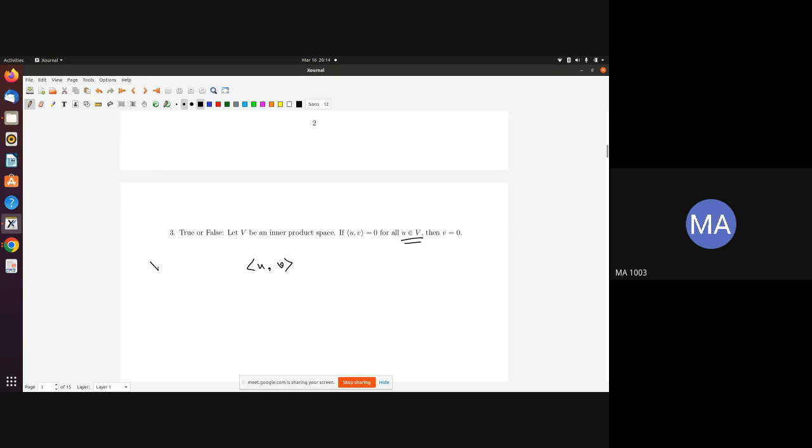I have a vector space V, right? I have fixed a vector. This vector is fixed. Now this u is varying throughout V. Okay. Now I got it. This is saying 0. This is 0. Choose any vector u. Then can we conclude that v is 0? Or if not, give me a counterexample.